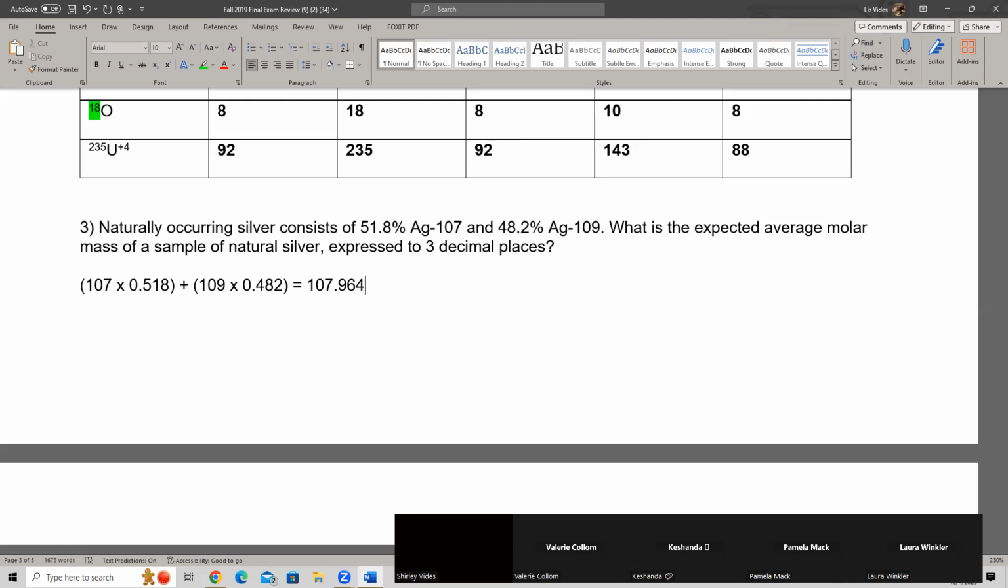And what is it on the periodic table? Silver, 107.87. So it's not exact perfect, but guess what? It is given to you by a mass that is not exact either, right? And that's why you only have this. What is this called? Percent what? This is called average mass. This is average molar mass, which is the same thing, but this is average mass.